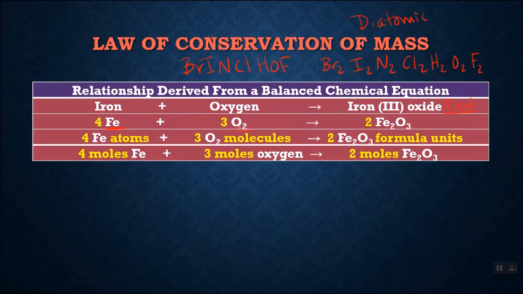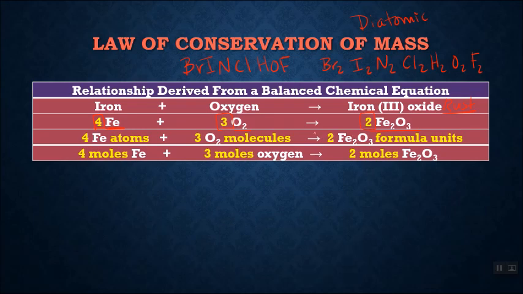Elemental molecules as well. So iron plus the oxygen gives us the iron 3 oxide. Now, as you can see by balancing these coefficients here, you need 4 of the iron, 3 of the oxygens to get 2 of the iron 3 oxide. So that's the balanced equation.